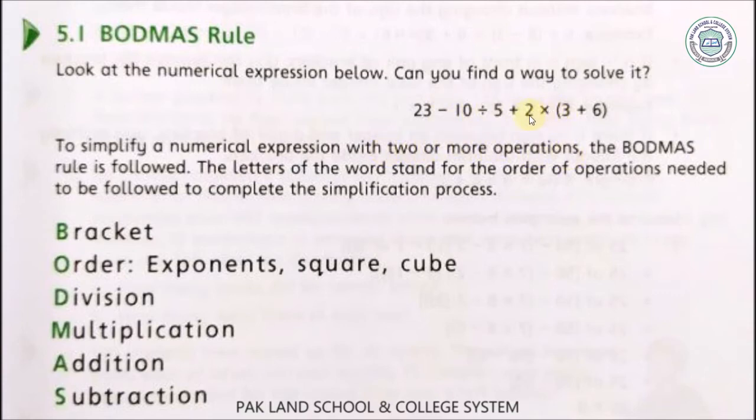there are multiplication, addition, multiply, minus mentioned. The BODMAS rule is followed. The letters of the word stand for the order of operations needed to be followed to complete the simplification process. Bracket, order, exponents, square, cube. Division, multiplication, addition, subtraction.